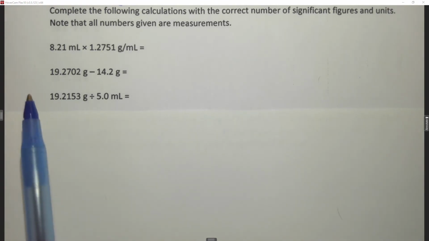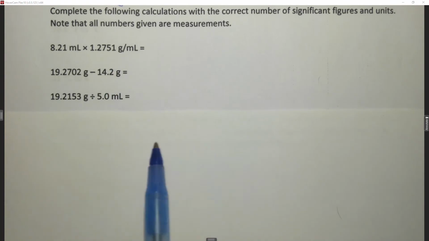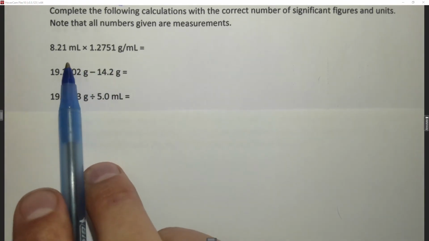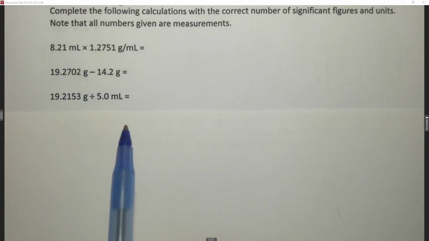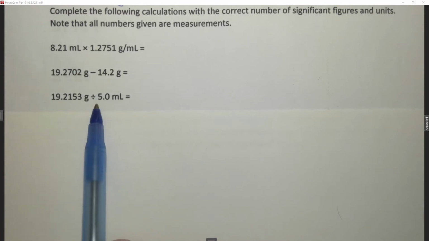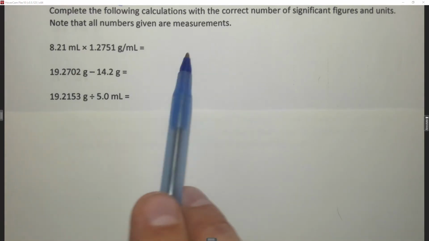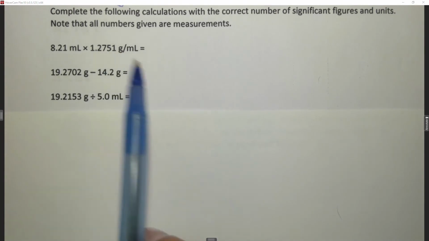So in this case, we're going to simply type these numbers into our calculator. And most calculators, almost all calculators, will not give us the correct number of significant figures. So then we need to fix that. The rule is for multiplying and dividing, the number of significant figures in the answer should match the measurement with the least significant figures in the calculation.